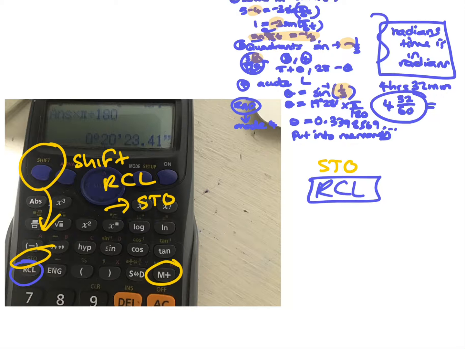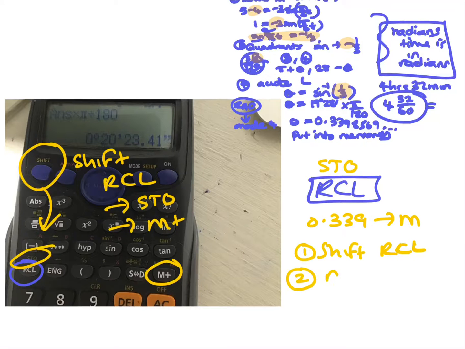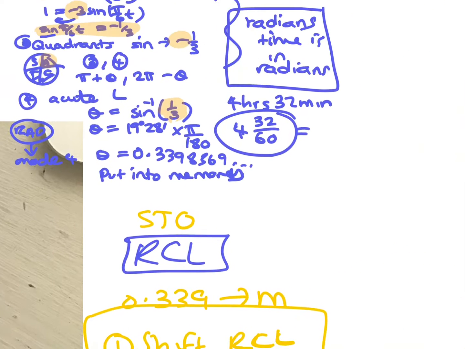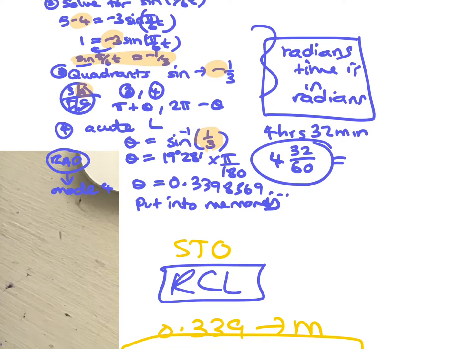And then what you want to do is store it into memory. So then you press M+, and that 0.339 will go into your memory button. So it's Shift, RCL, which is the store button, M+, and then that means that that is in your memory. So now if you go back to where you're actually up to up here, you've got that stored into memory, you've got the acute angle.